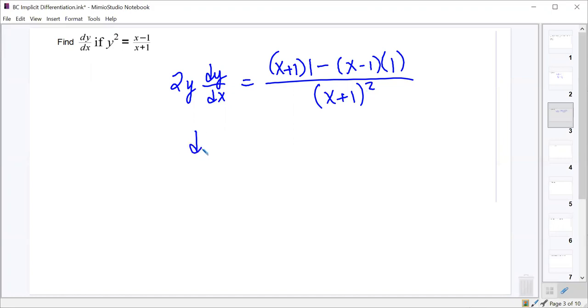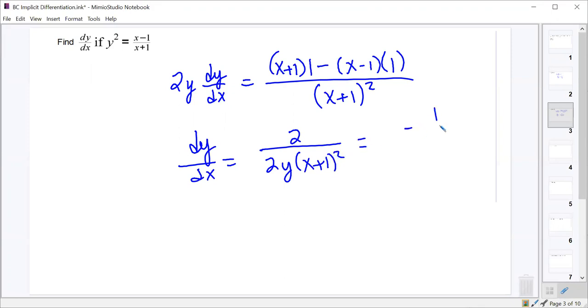And we'll end up with dy dx equals the x plus 1 minus the x minus 1 should end up giving us the x minus the x will cancel, and the 1 minus the negative 1 will give us 2. So we'll have 2 over 2y times x plus 1 squared. And we can cancel the 2's if we want. Easy enough? Just a quick refresher on this. Everybody good there? Okay.